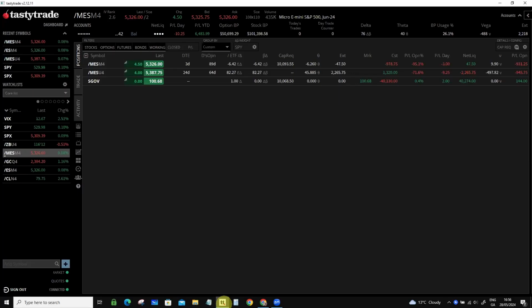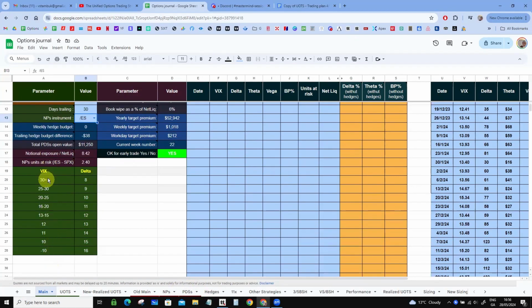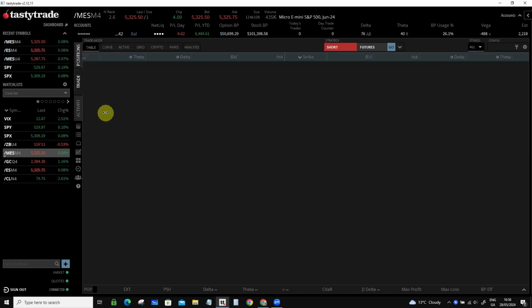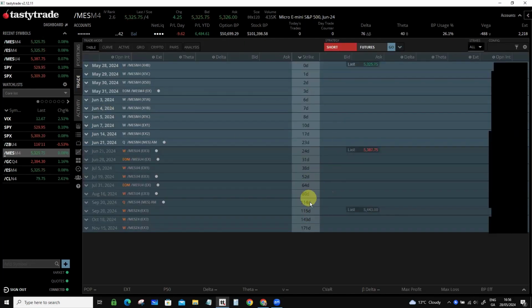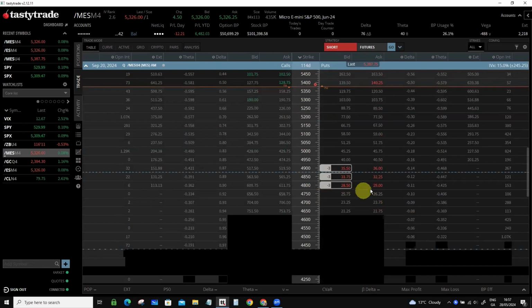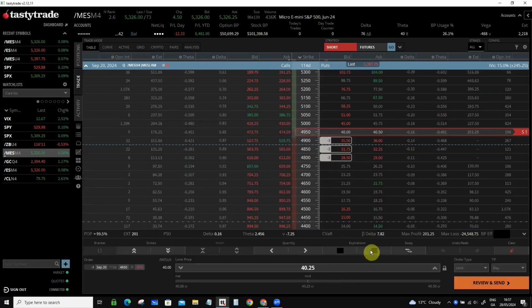So let's start. By the way, let's just check this here again. With the VIX at 12 and a change, we're looking at around 13 delta. So if we go here, we go to trade. Let's see, we can go to 114. If we go to 13, we don't have a 13 here. So let's just see what we have here. Maybe we can do 2 of these.